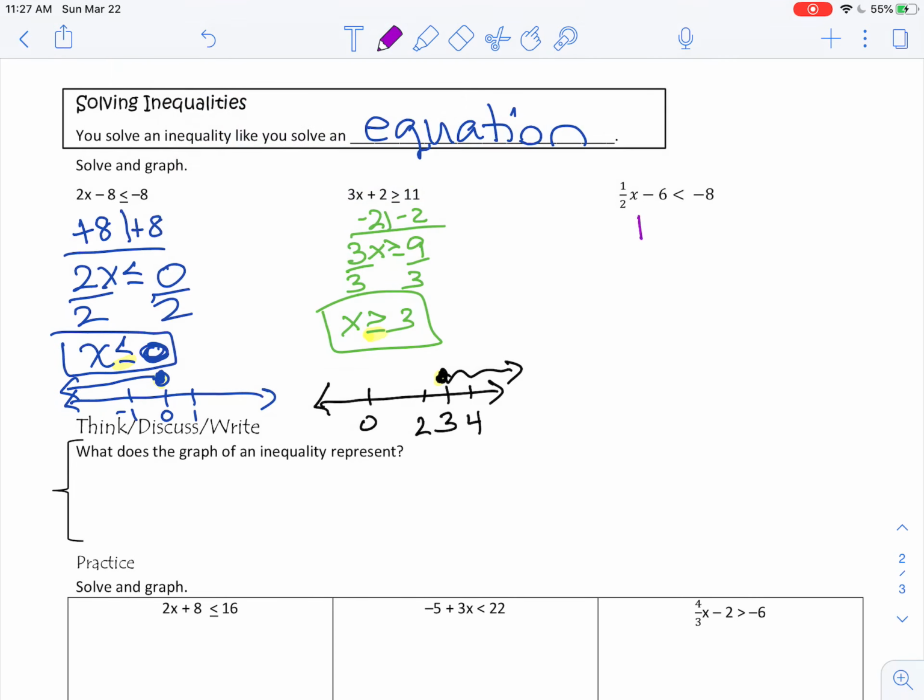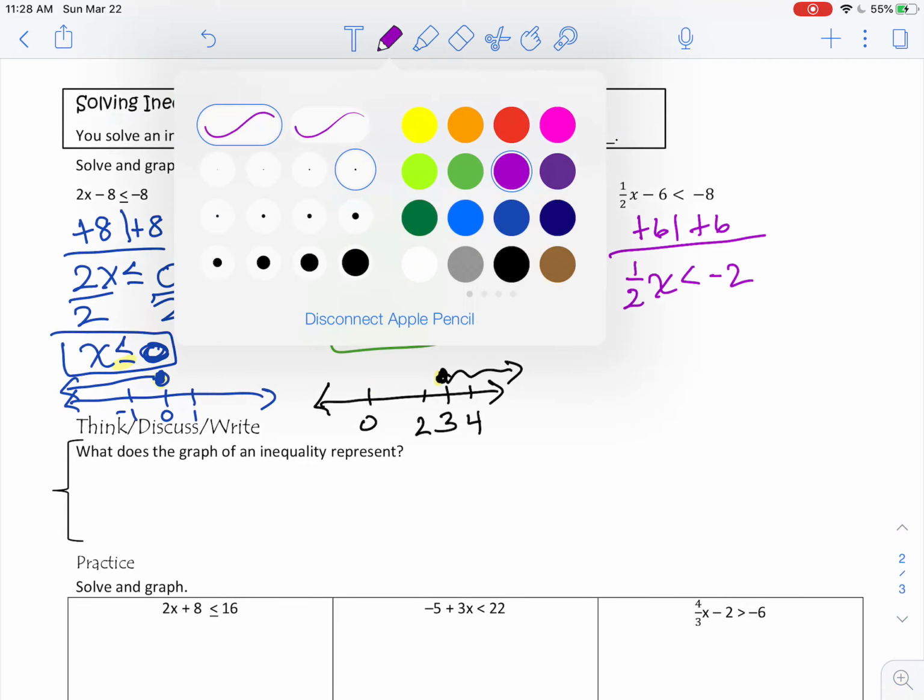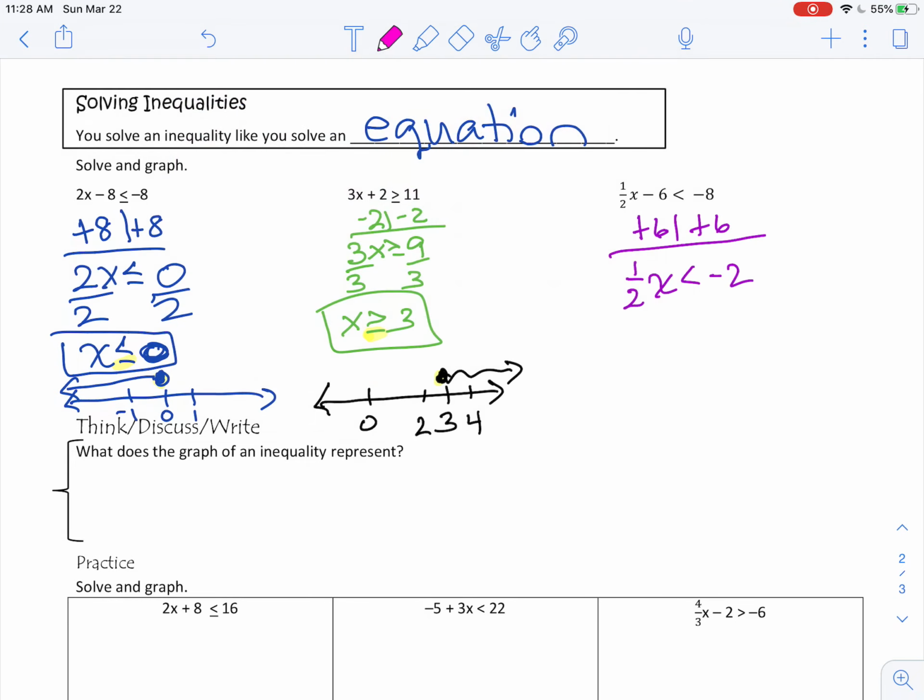All right, let's do the next one. We go ahead and solve just like we would with an equation, except we don't draw a line through that inequality sign. The inequality sign comes down exactly as is. Do not change it. And then we know that we're going to want to divide by 1/2, but we can't divide by 1/2, so we multiply by the reciprocal. And the inequality sign comes down exactly as is.